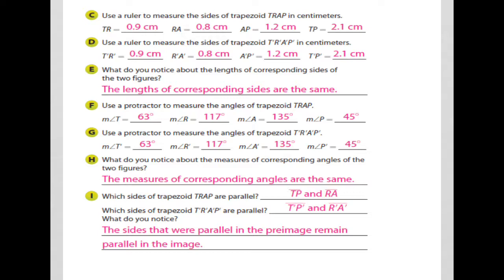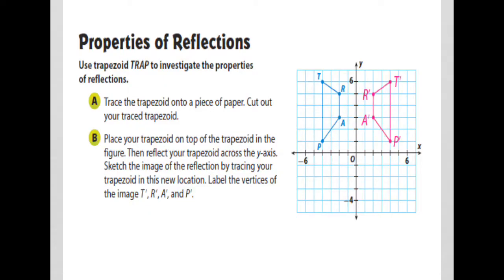And then again, here's this measurement thing, and you may not, but just the practice of doing the measurements. Use a ruler to measure the size of the trapezoid, TRAP, in centimeters. TR is 0.09 centimeters. RA 0.08 centimeters. Let's see if that makes sense. TR and RA.